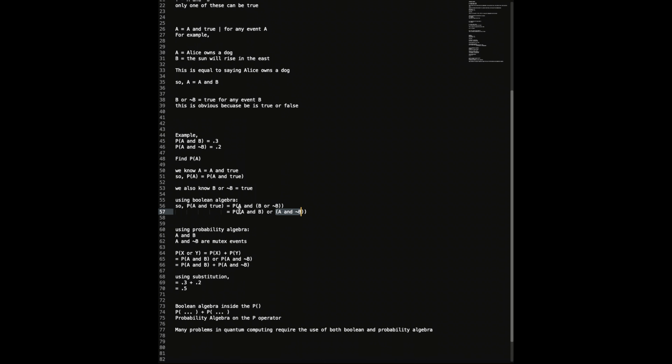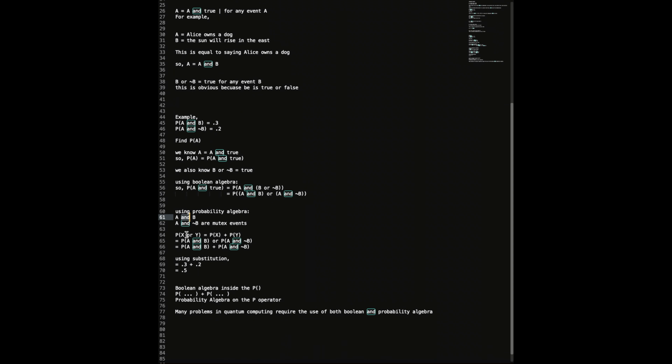That's using the Boolean algebra from the previous videos, right? We essentially distribute that A, and then we change the and to an or. So the probability of A and B, the probability of A and not B, and then you put the or operator in between them. Now if we use probability algebra, A and B and A and not B are mutually exclusive events. So the probability of X or Y equals the probability of X plus Y for mutually exclusive events.